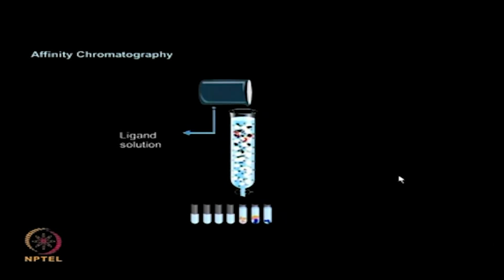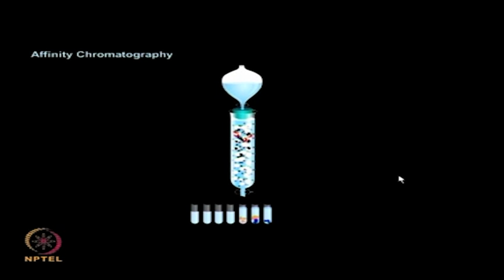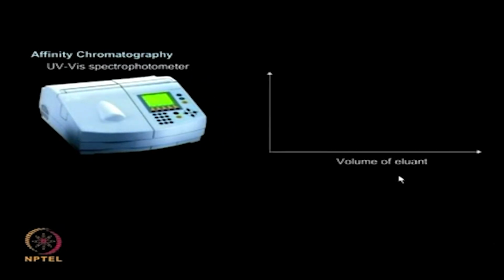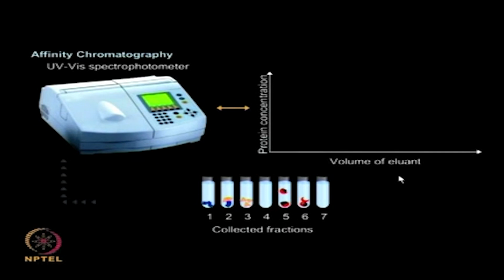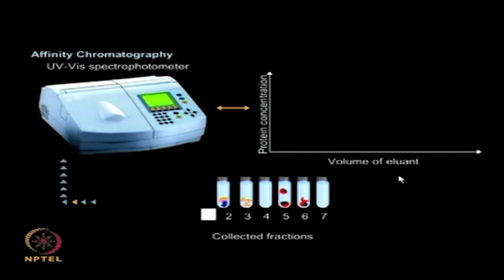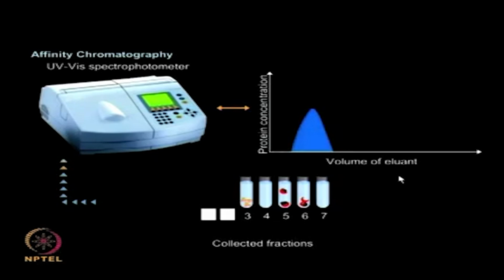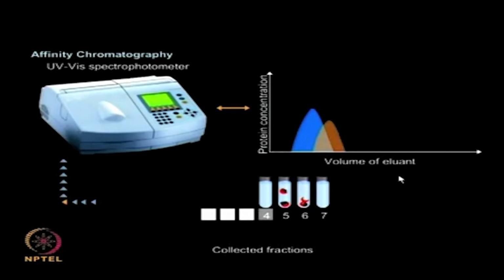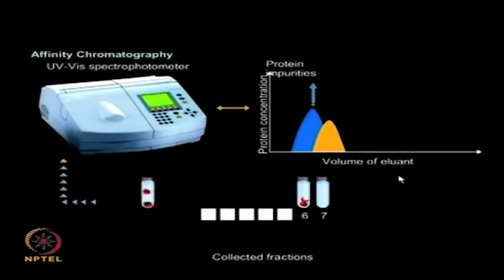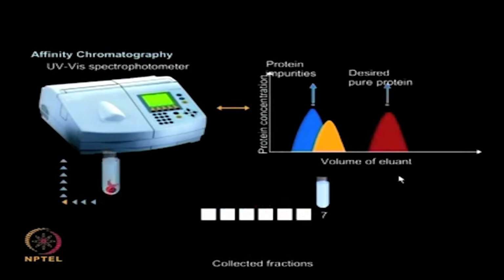After the column has been washed thoroughly, the protein of interest is eluted by passing a ligand solution which binds to the matrix bound protein and removes it from the column. The fractions are then analyzed for their protein content using a UV-visible spectrophotometer at 280 nanometers. A graph of eluent volume versus protein concentration can then be plotted.